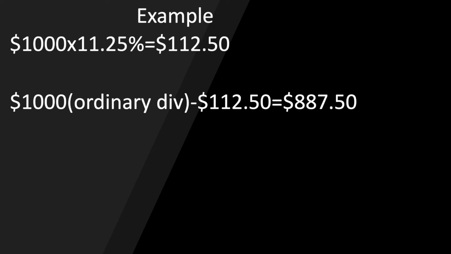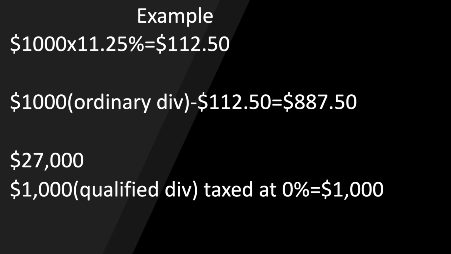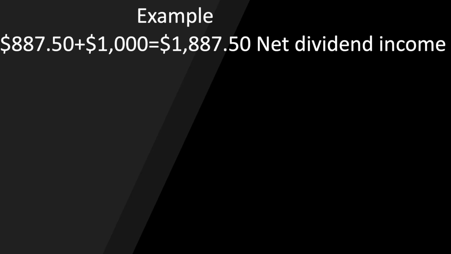Now, if we look at Joe's taxable income, it is less than $39,375, so he will keep all of his qualified dividends. Joe's net dividend income is $1,887.50.